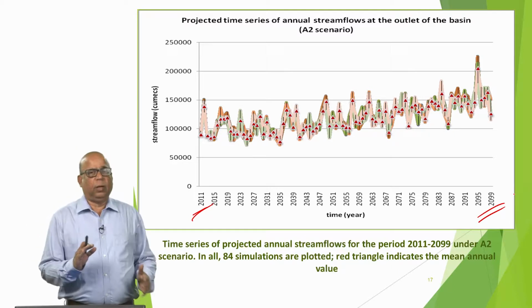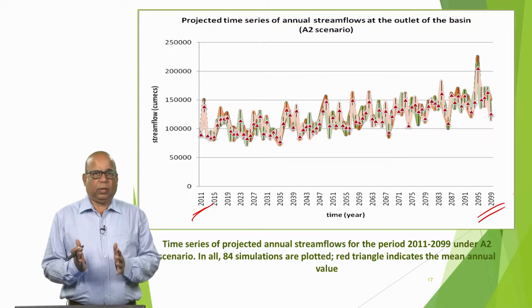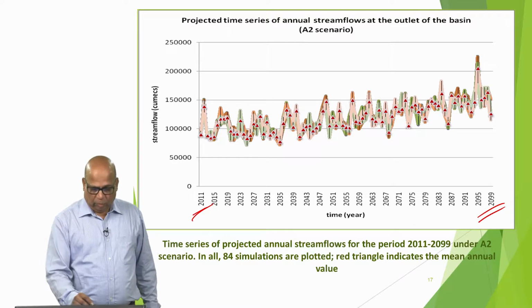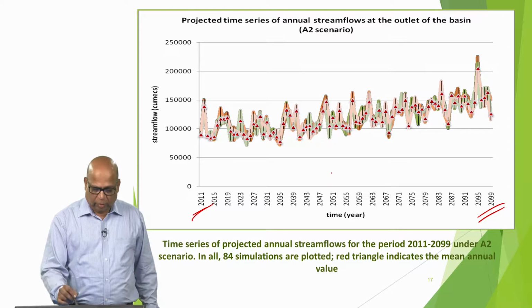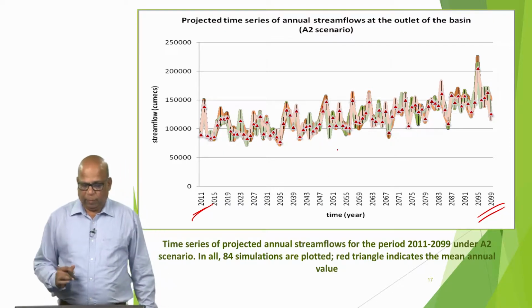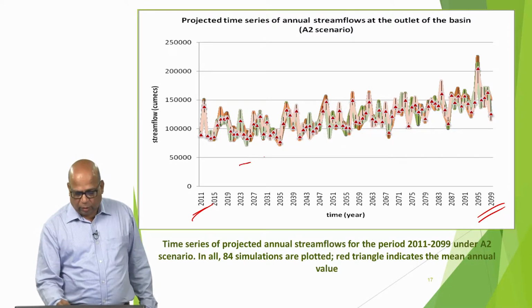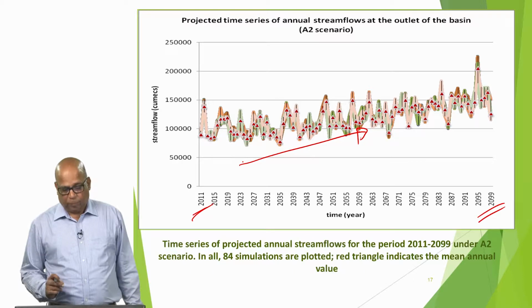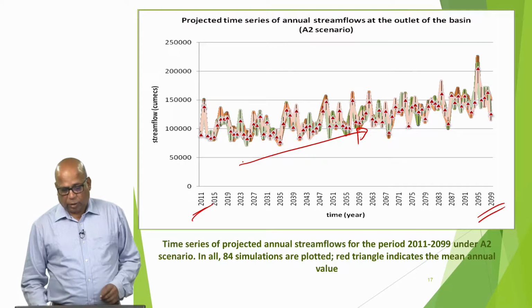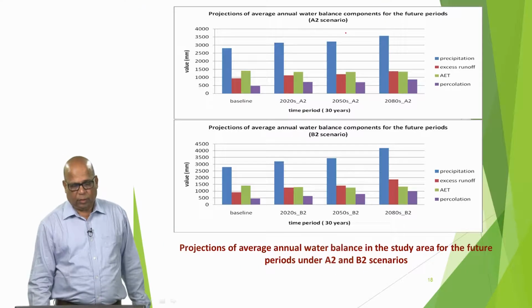you must also remember that as you go farther into the future, the uncertainties will increase. So, typically, although we simulate into the far future, we use up to about the 40s or 50s for impact assessment and adaptive responses. So, this shows a general small increasing trend for the Tungabhadra basin as far as flows are concerned for the A2 scenario. Similarly, for B2 also there is a slight increase.